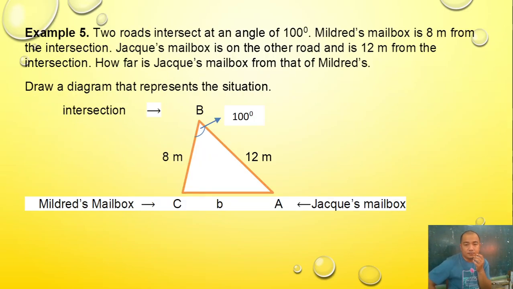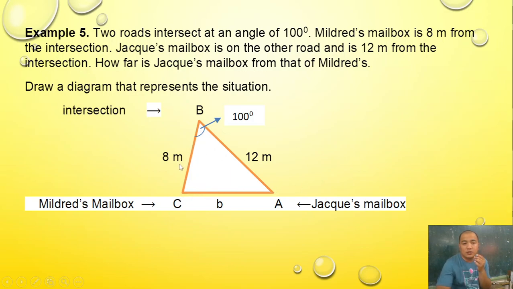Number 5. Two roads intersect at an angle of 100 degrees. Okay. Mildred's mailbox is 8 meters from the intersection. Jack's mailbox is on the other road and is 12 meters from the intersection. How far is Jack's mailbox from that of Mildred's? So what we're trying to solve here is the length of B.